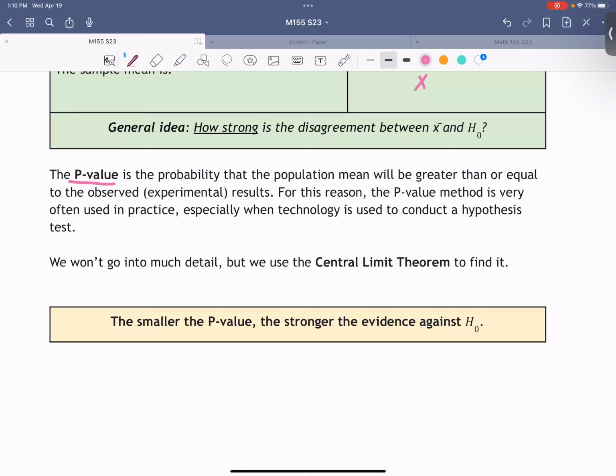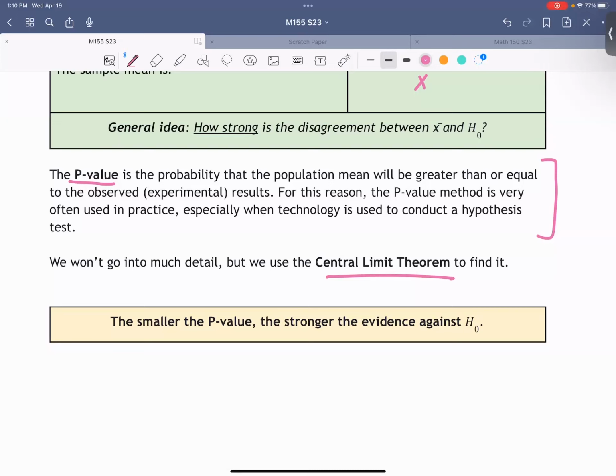We're actually going to do it using Minitab, and because we're just using Minitab to find it, I don't actually expect you to know what the p-value is per se. I wrote something about what it is. The only thing I need you to know about the p-value is, one, you use the central limit theorem to find it.